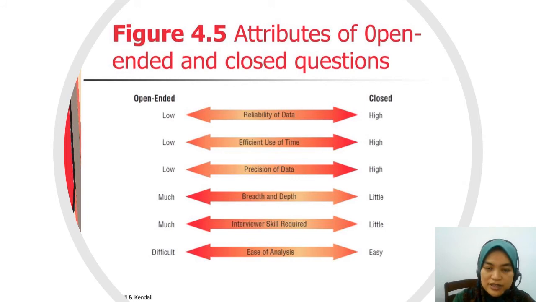Okay, so this figure shows the attributes of open-ended and closed questions, the differences between them. If you have closed questions, you have high reliability of data because there's no middle ground. It's just the extreme, either yes or no. For open-ended, the data is less reliable because you have so many scales here. And time, of course, closed questions make efficient use of time.